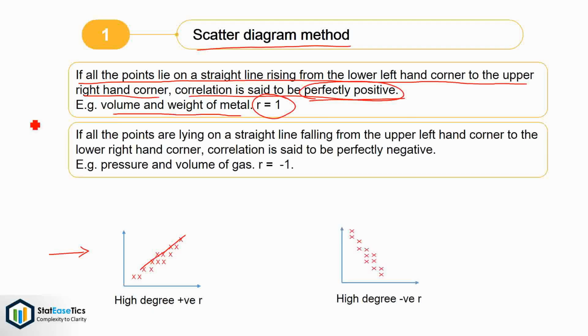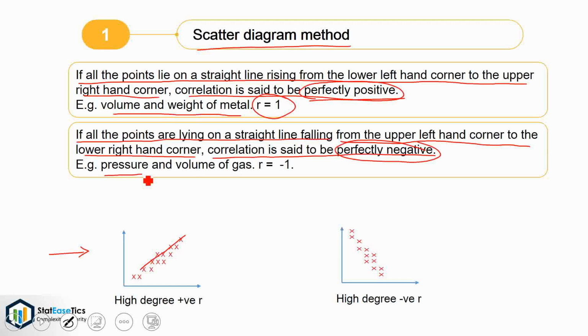And if all the points are lying on a straight line falling from the upper left-hand corner to the lower right-hand corner, correlation is said to be perfectly negative. For example, pressure and volume of gas. Here r is -1. We can see in the given plot that we get a straight line falling from upper left-hand to lower right-hand corner as defined.